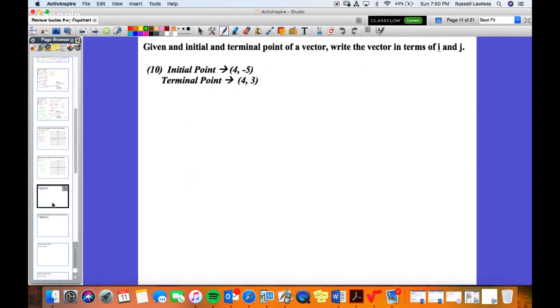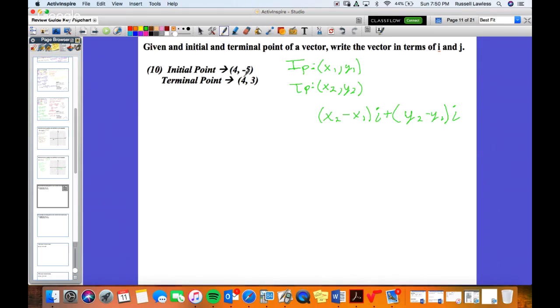Now let's talk about giving an initial and terminal point. Visually, we're just graphing, we're just trying to write out the vector. The formula you can use is: if your initial point is the point x sub 1, y sub 1, and your terminal point is the point x sub 2, y sub 2, your equation would then be x sub 2 minus x sub 1, i, plus y sub 2 minus y sub 1, j. Now that's a lot of numbers and letters.